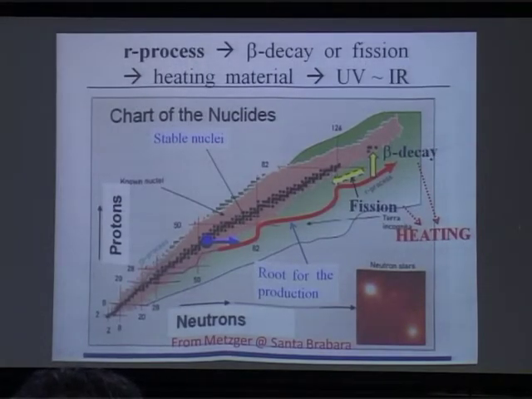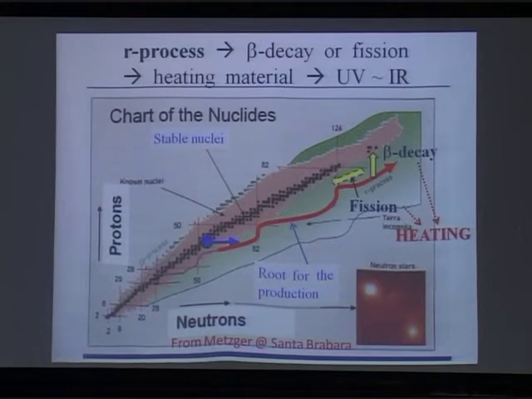I will tell you some more details. This is a picture for the r-process. This is a chart composed of the proton number and neutron number of nuclei. The black dots are stable nuclei, and the colors show unstable nuclei. Anyway, the ejecta is neutron rich. This means that it's easy to make heavy nuclei from neutron-rich material. And these red curves show a possible evolution process of the heavy nuclei. So the neutron-rich materials form something like this.